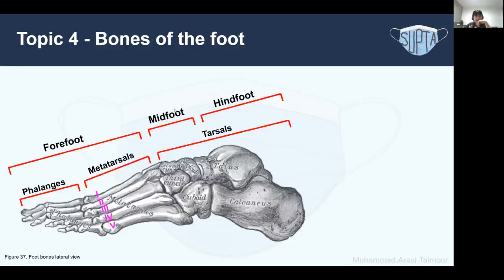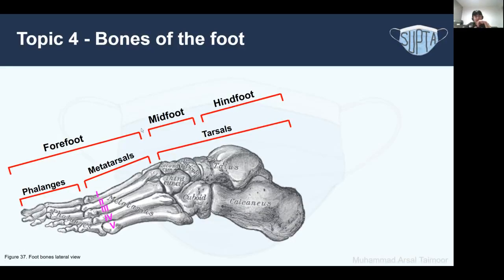Here are the bones of the foot. So forefoot, midfoot, hindfoot. Forefoot is the phalanges and the metatarsals. So you've got the distal and proximal phalanges. There's 5. You've got the metatarsals from 1 to 5, 1 being all the way here, 5 being here.